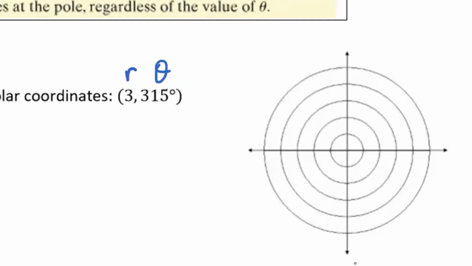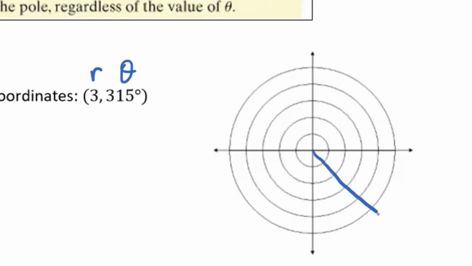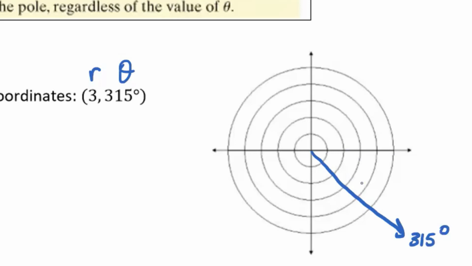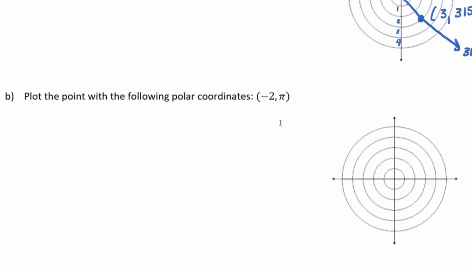In which quadrant does the terminal side of 315 degrees lie? It lies in the fourth quadrant. That's right. How far into the fourth quadrant? Well, 315 degrees is 45 degrees less than 360, right? So it's going to be right in the middle of the fourth quadrant. Now, r tells you the distance that your point is from the center. So if we count the rings, we're going out to the third one. So this would be the point (3, 315 degrees).